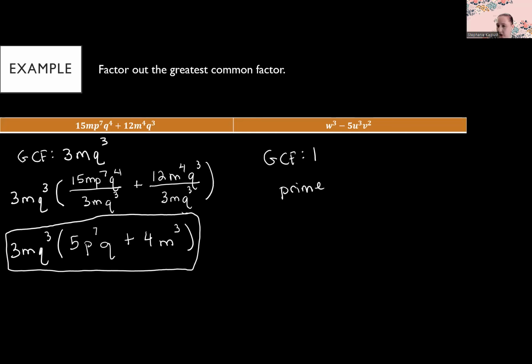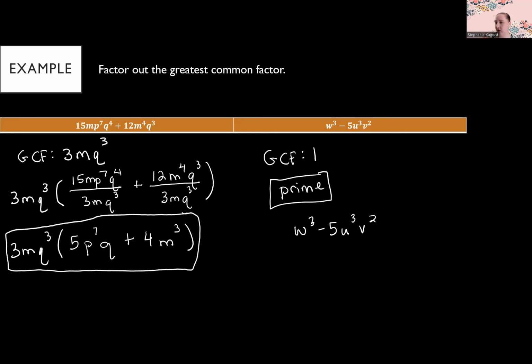And when that happens, we call this prime. When you can't factor it, when there's nothing to factor out. So we're told to factor out the greatest common factor. We can't because there is no greatest common factor. So there's nothing you can do. Your answer is what it is. It's w cubed minus 5u cubed v squared. But we usually say prime, meaning that there's nothing in common here.